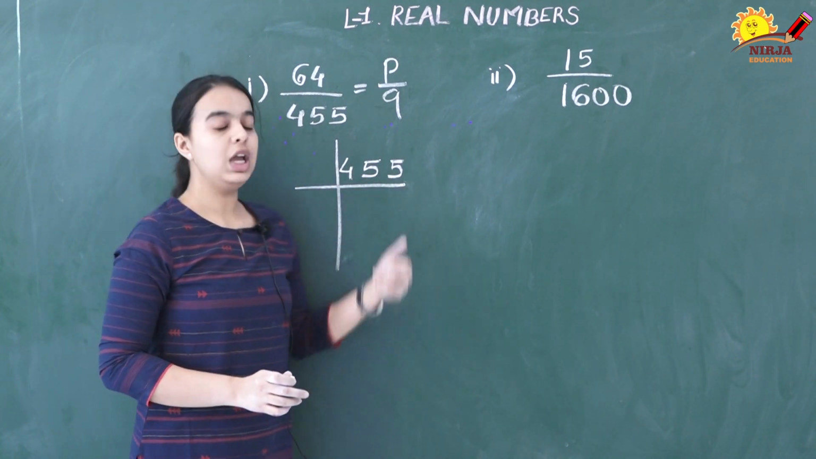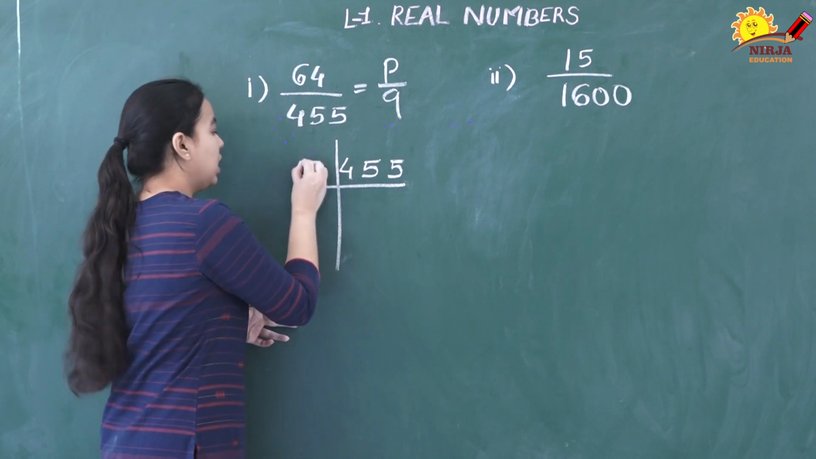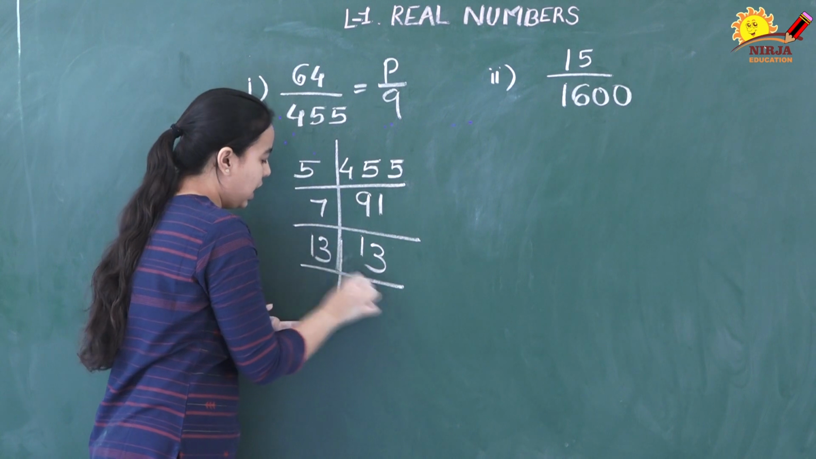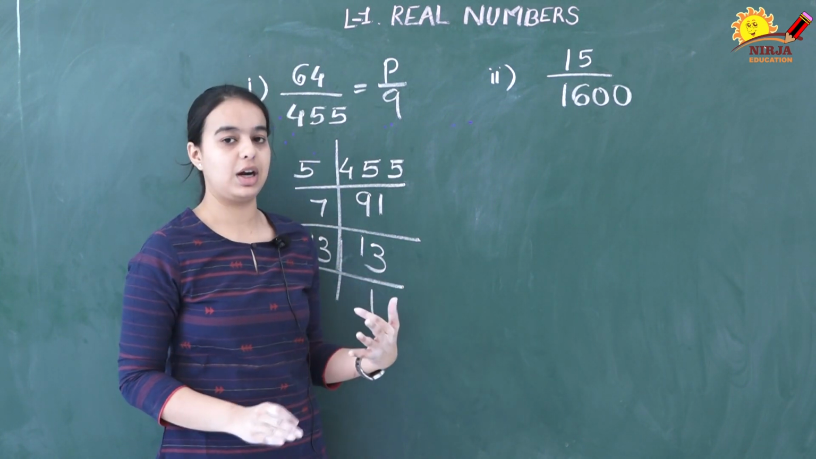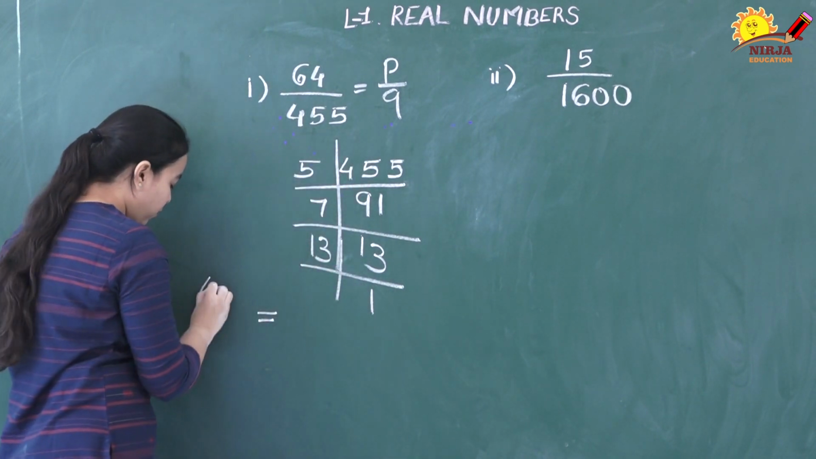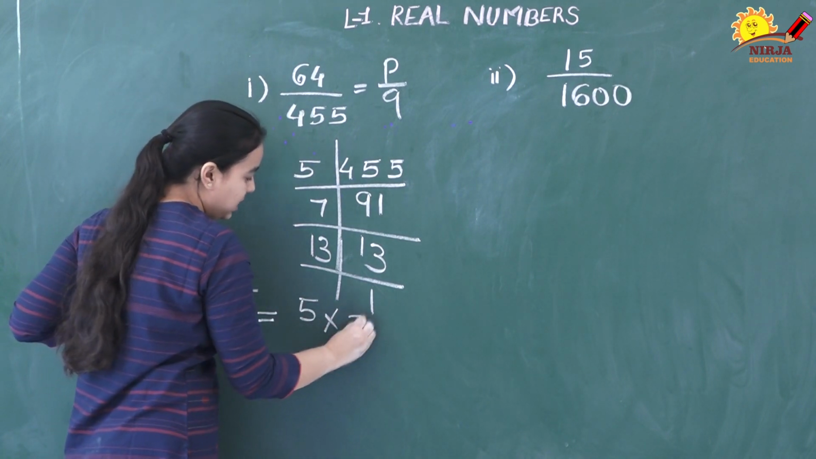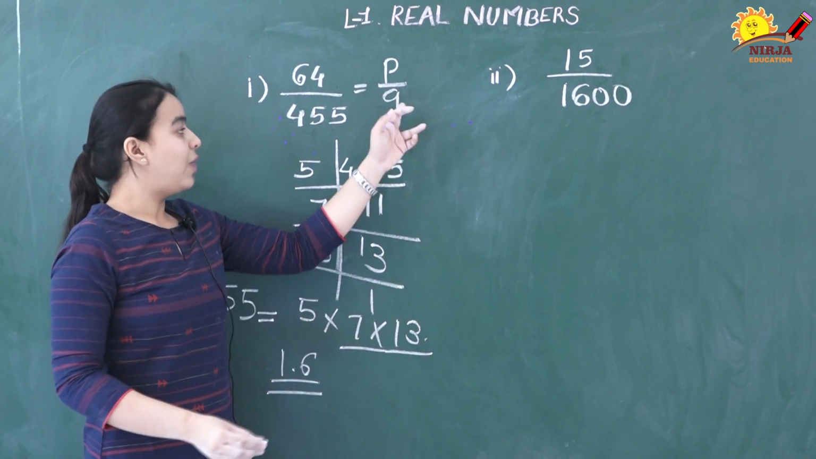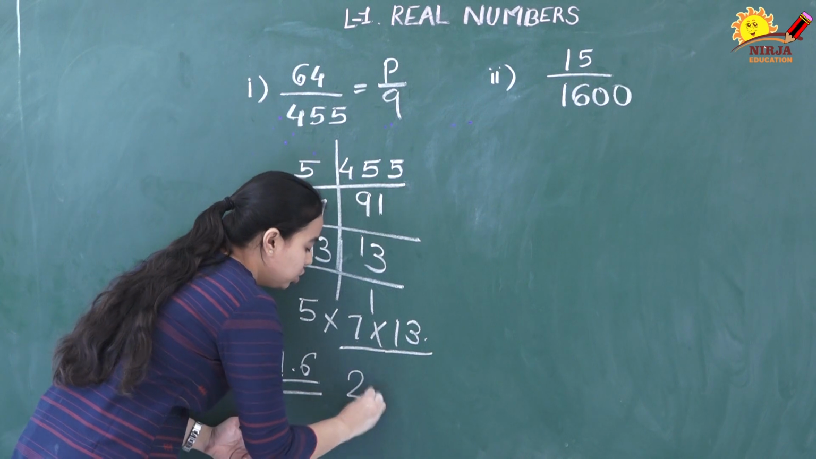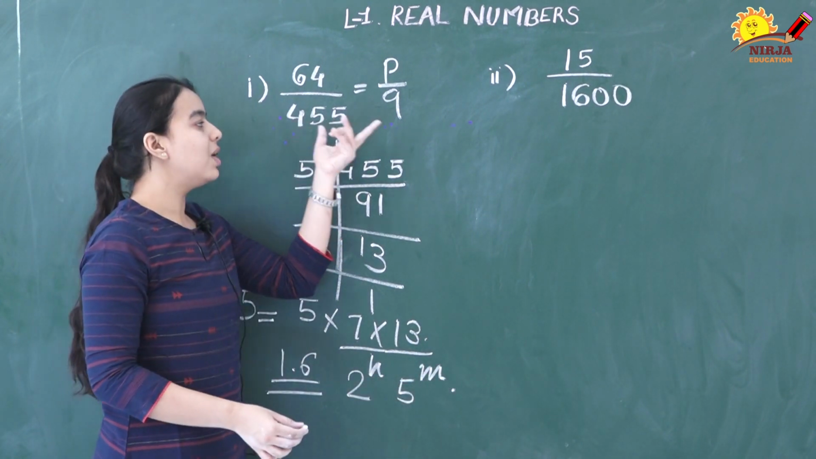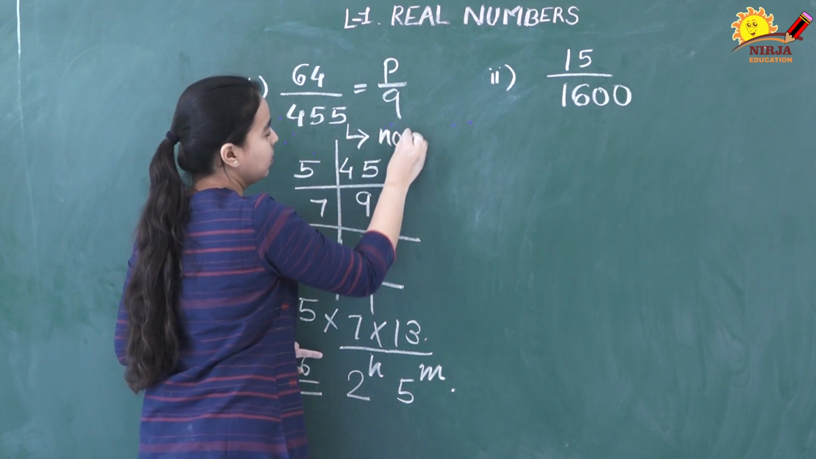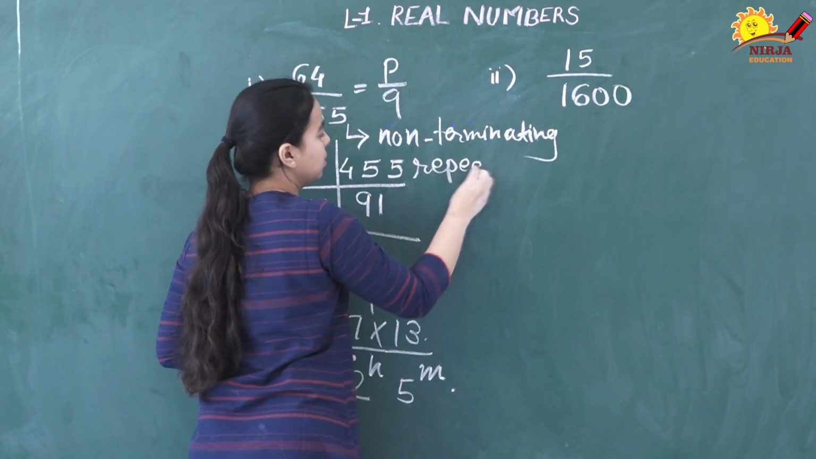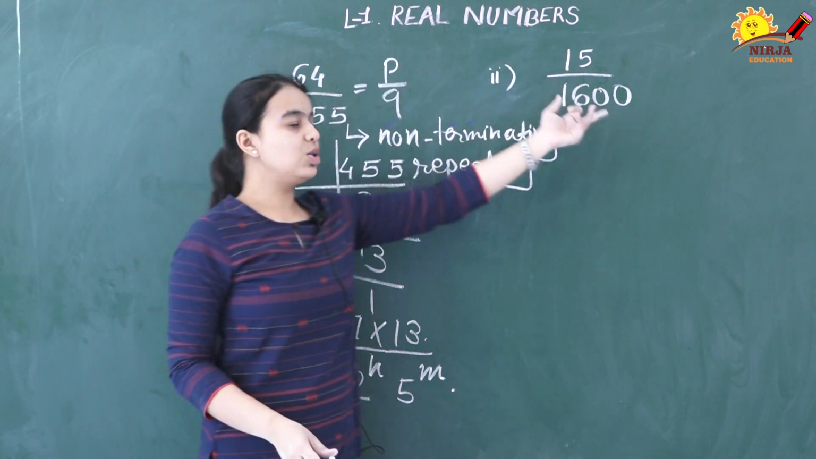Here I have written 455. So firstly, 455 is divisible by 5. If I do so, I will get 91 over here. Again by 7, 13 ones are 13. 13 is a prime number, so there will be no more prime factorization. So here I got the prime factors of denominator 455 in the form of 5 multiplied by 7 multiplied by 13. And as per our theorem 1.7, these factors of q are not in the form of 2 raised to n, 5 raised to m. So this number is having non-terminating repeating decimal expansion.